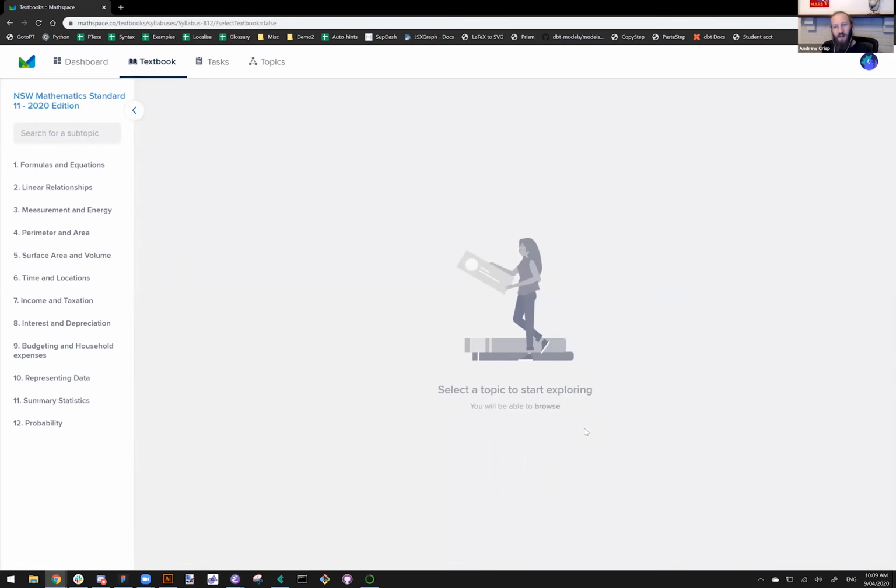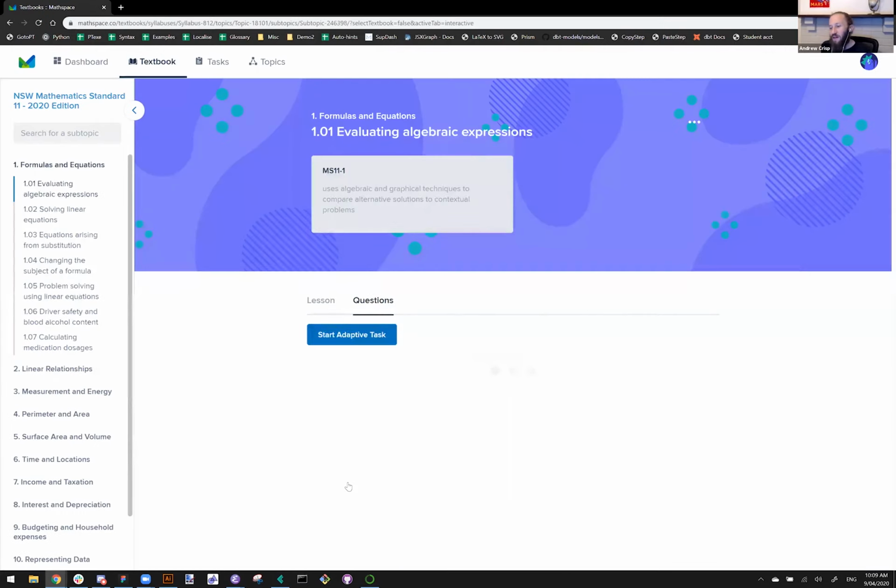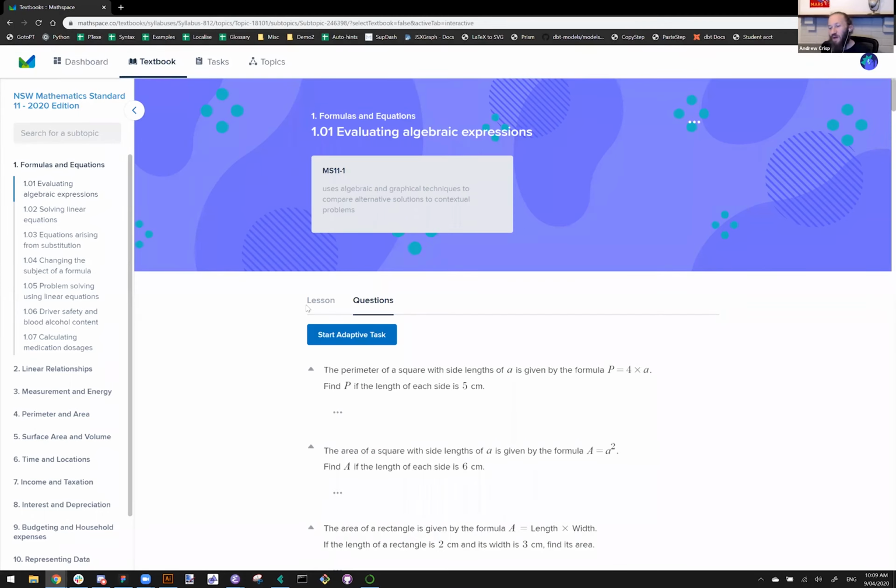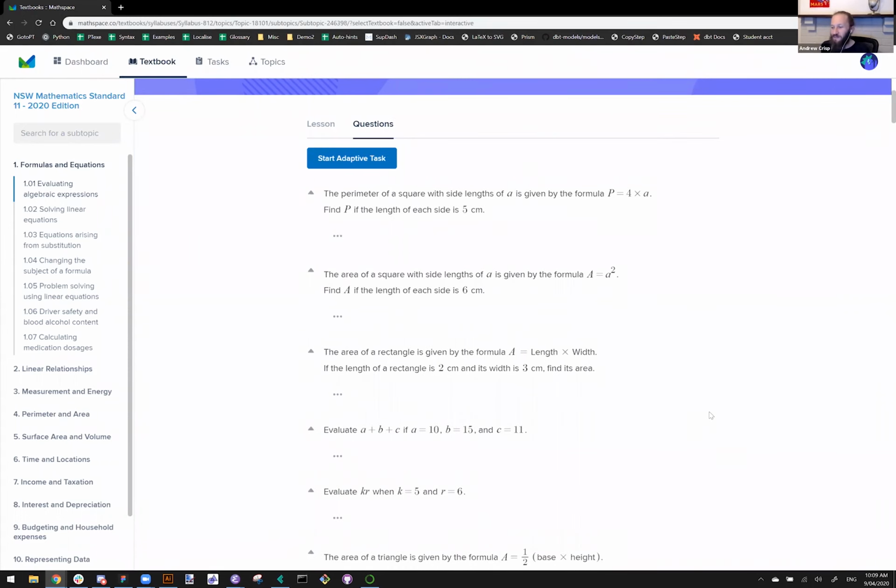So why am I using this view rather than the other one? Well, when I click open formulas and equations, all of the questions are going to be displayed for me here. I can start an adaptive task just like I could on the topics page, but I'm not going to be able to see my progress here. Instead, the textbook's kind of like a regular textbook. You can take a look and open up each of them and see, oh, I want to do this question.